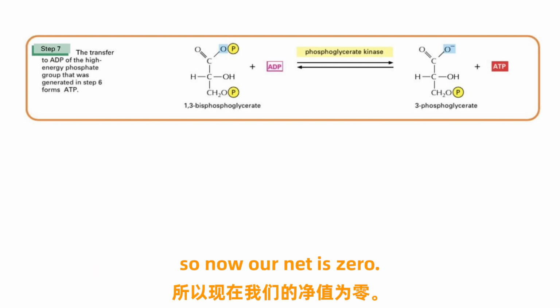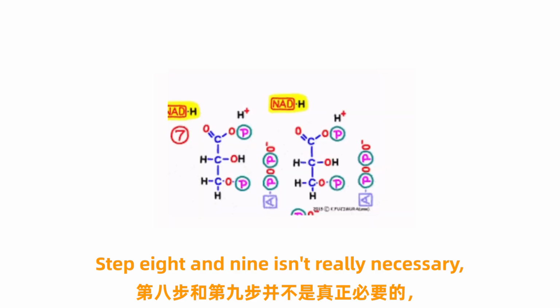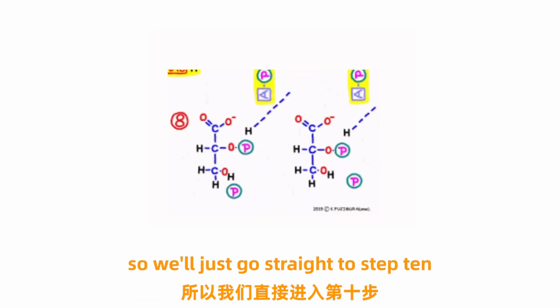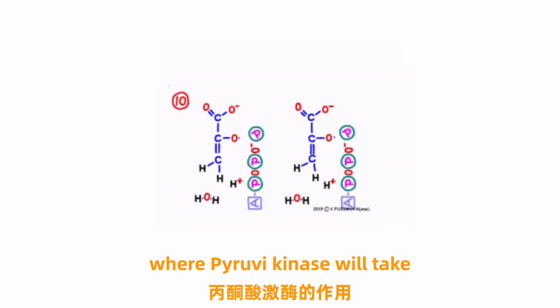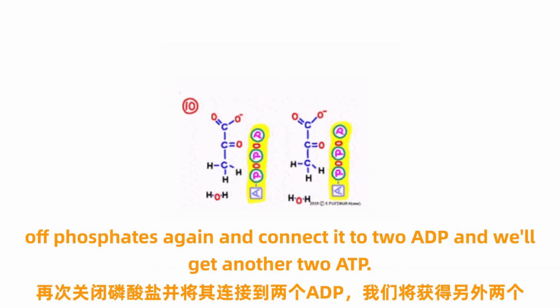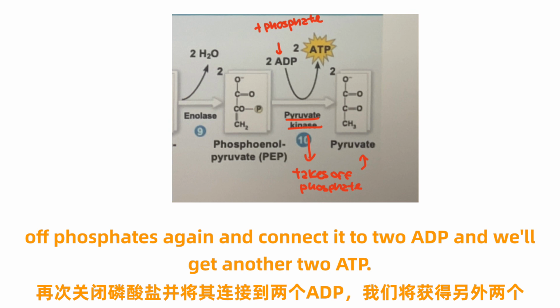So now our net is 0. Step 8 and 9 aren't really necessary, so we'll just go straight to step 10, where pyruvate kinase will take off phosphates again and connect them to 2 ADP, and we'll get another 2 ATP.